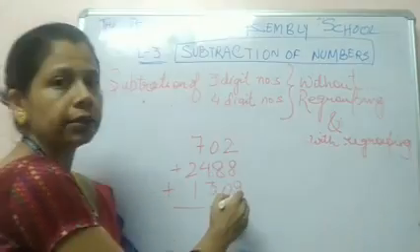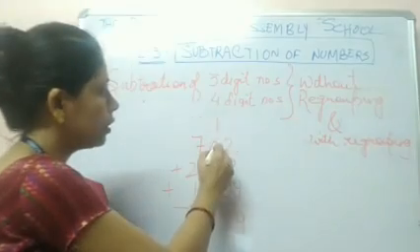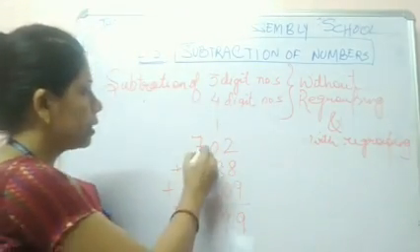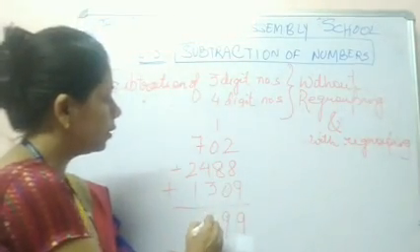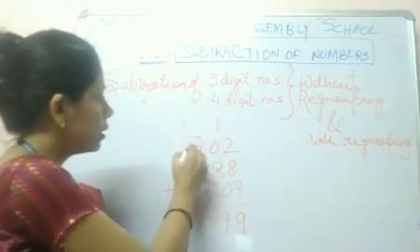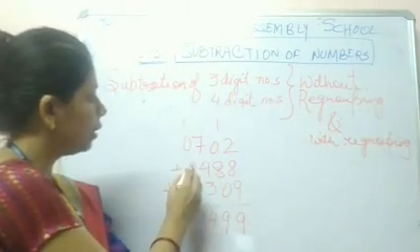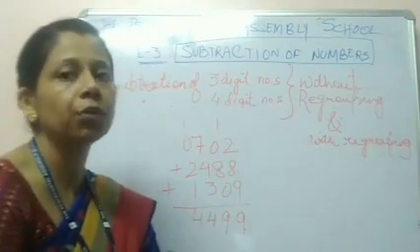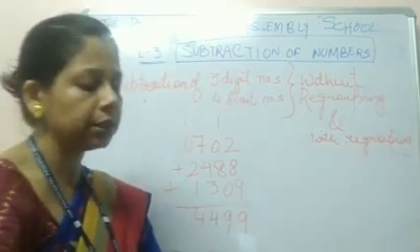2 plus 8, 10, 10 plus 9, 19. 1 plus 0, 1, 1 plus 8, 9, 9 plus 0, 9. 7 plus 4, 11, 11 plus 3, 14. Here it is nothing, that means it is 0. So 1 plus 2, 3, 3 plus 1, 4. So your answer is 4499.